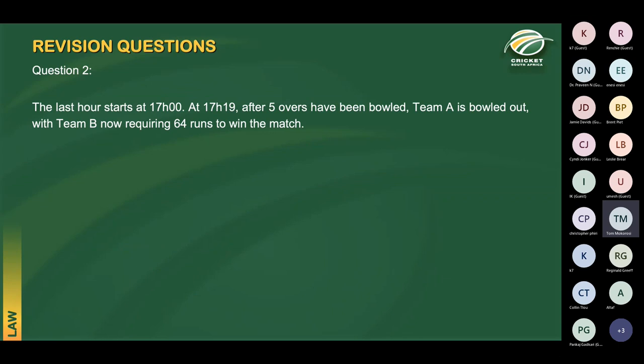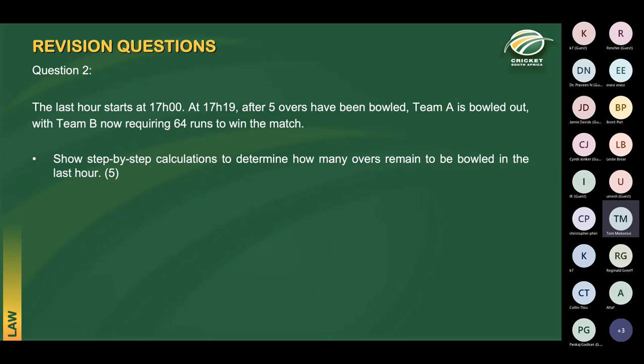Next revision question, also about the last hour. This time we have a change of innings in the last hour. The last hour starts at 1700 hours. At 1719, after 5 overs have been bowled, Team A is bowled out, with Team B now requiring 64 runs to win the match. Show step-by-step calculations to determine how many overs remain to be bowled in the last hour.